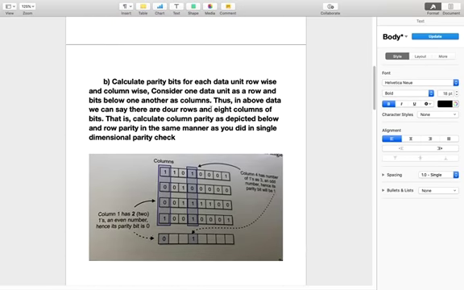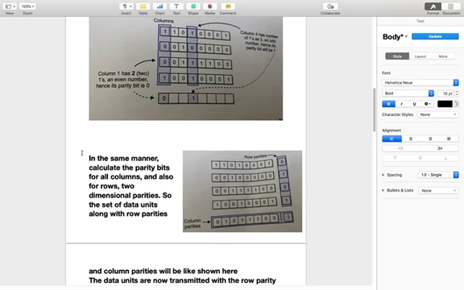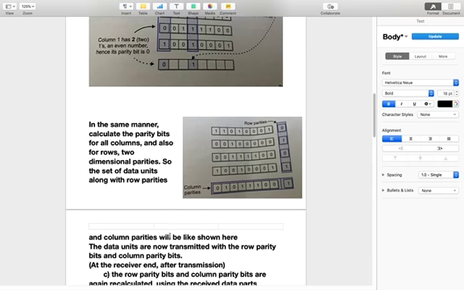So in the above data we can say there are 4 rows and 8 columns of bits. So we calculate the column parity bits below and the row parity bits in the same manner as you did in the single dimension parity check. When we calculate the parity bits for all columns and rows, we get two dimensional parities. So the set of data units along with the row parities and column parities will be like shown here. So this is our position at the sender node before transmission.